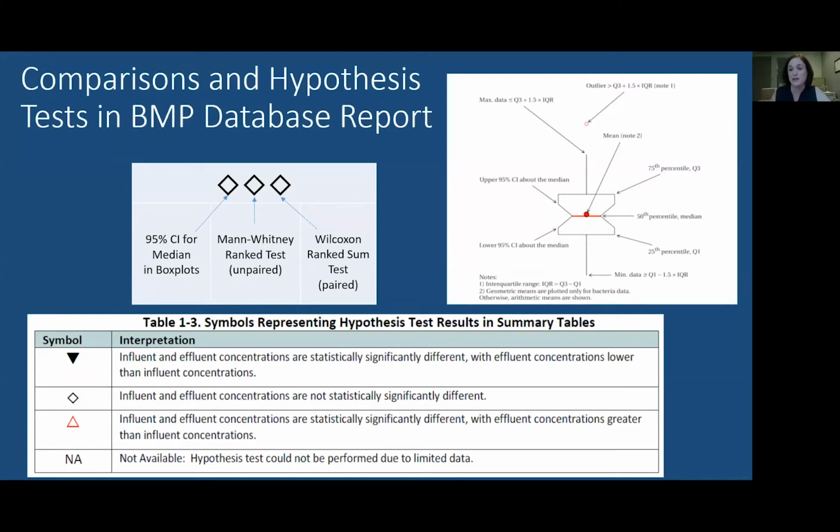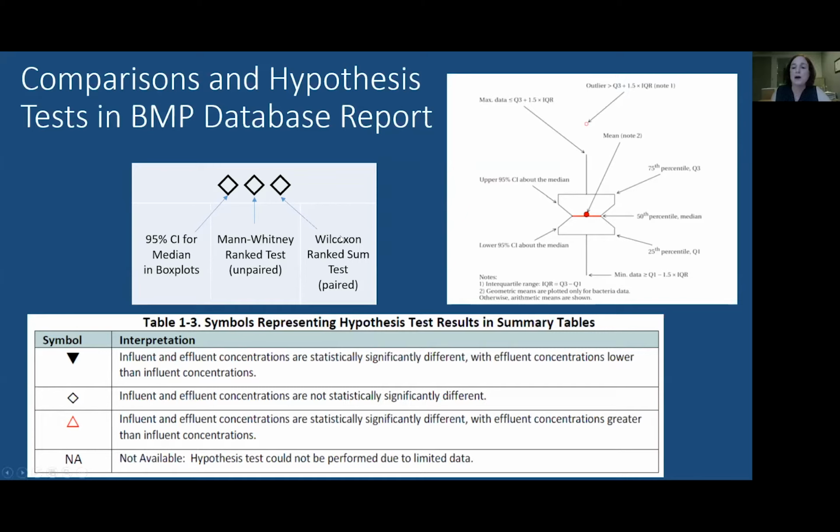Is it resulting in an improvement in reduction in pollutant concentrations? And so you're going to see 3 symbols, and they're going to represent 3 different comparisons. The first one is an evaluation of whether the 95% confidence interval for the medians shown in the box plots, and so that's going to be this notch here, whether they overlap between the inflow and the outflow for the BMP. The second test is a Mann-Whitney test, and it looks at unpaired data, so just the population of the inflow versus the population of the outflow.